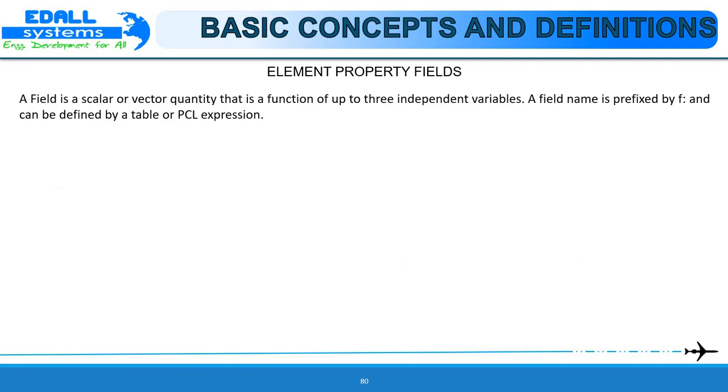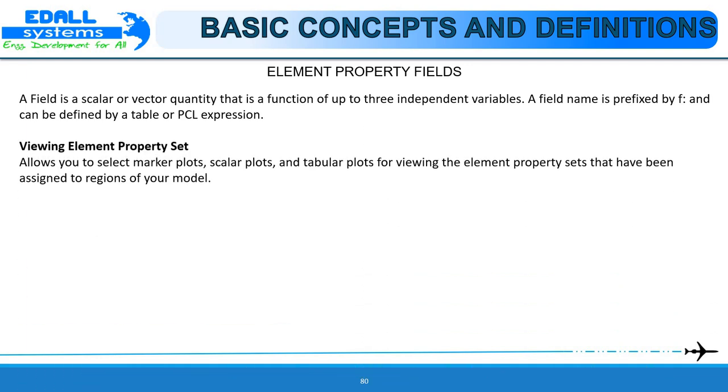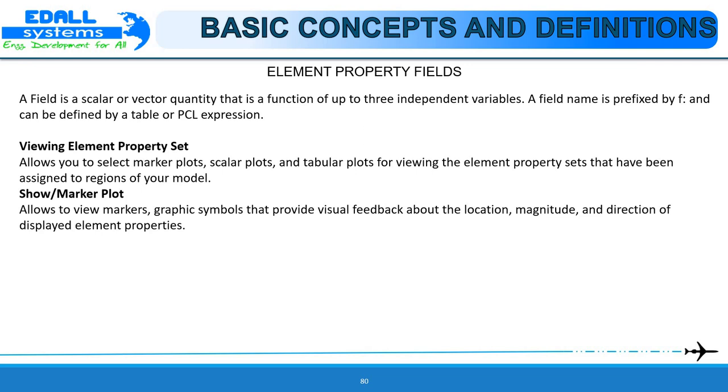The first one is viewing element property. The element property application show action allows you to select a marker plot, scalar plot, or a tabular plot for viewing the element property sets that have been assigned to the region of the model. Show marker plot. Select this action to view marker graphic symbols that provide visual feedback about the location, magnitude, and direction of the displayed element property. To remove them from the screen, turn off the general marker display in the display function assignments menu or click on the broom icon to clear the display.